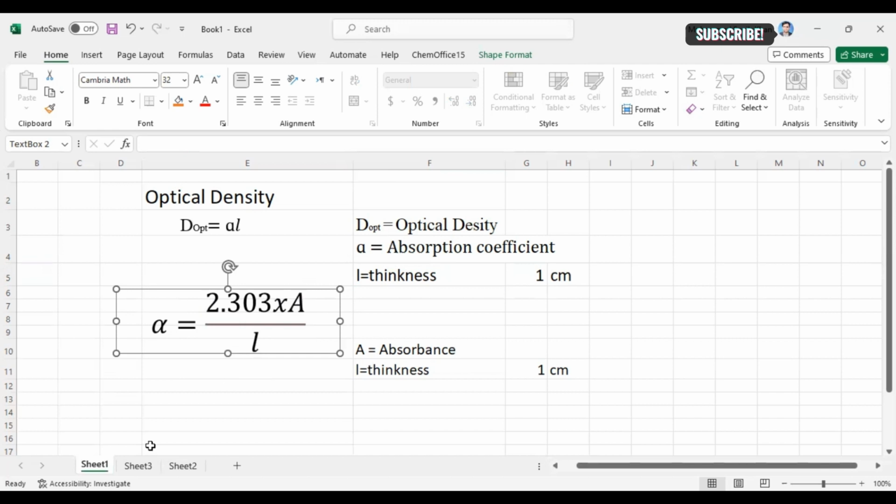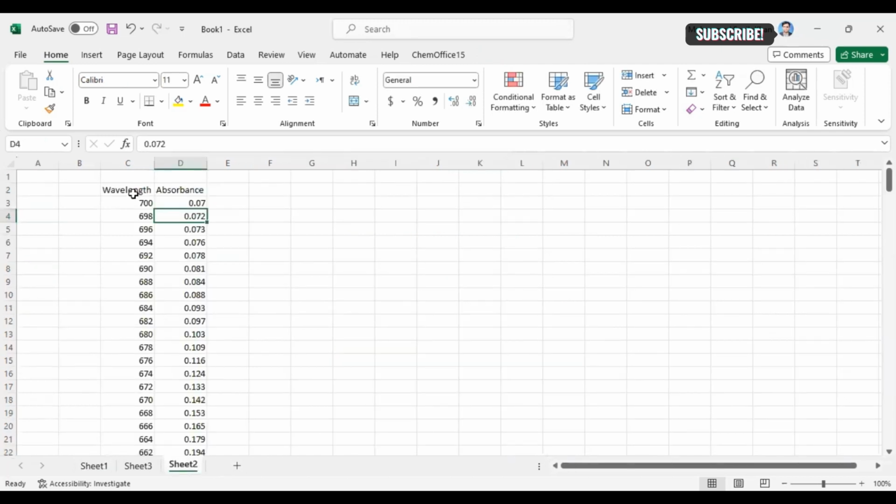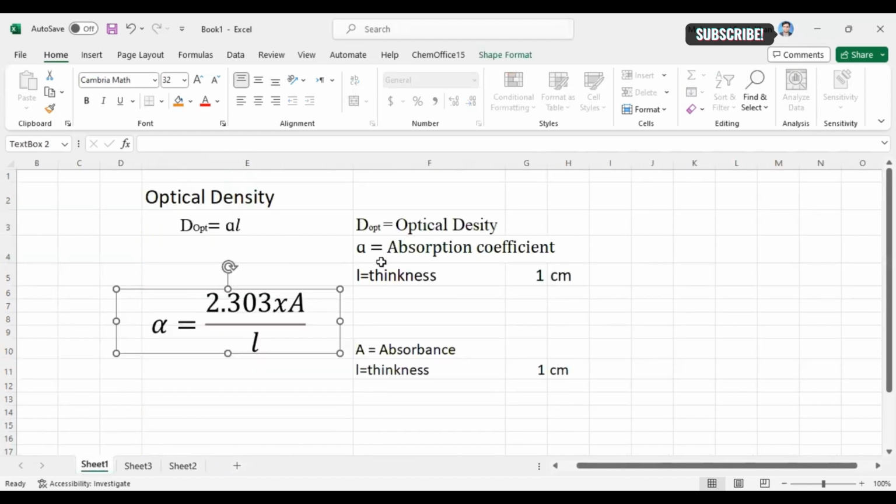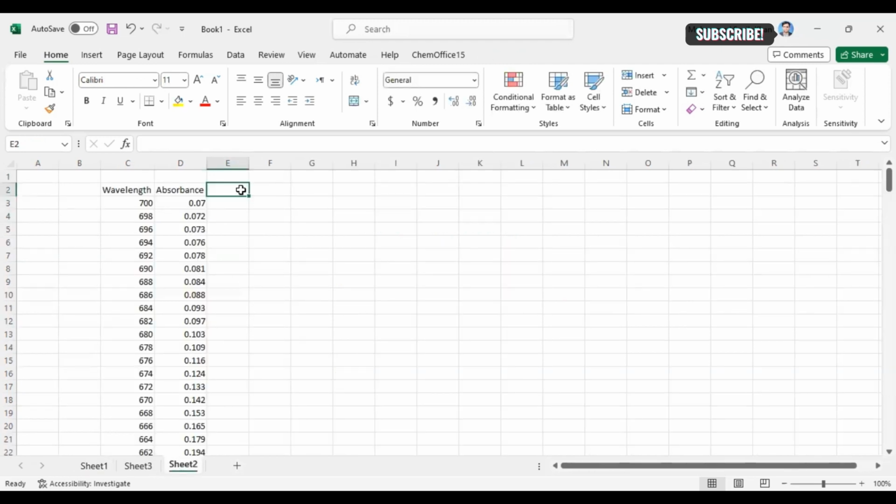For example, I have some absorbance data, the wavelength and the absorbance data. So this is a sample data from which we will first calculate the absorption coefficient, and then we will find out the optical density at different wavelengths. So let's go to this. So over here is our absorption coefficient.